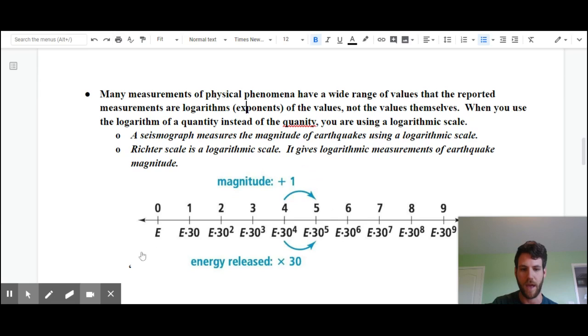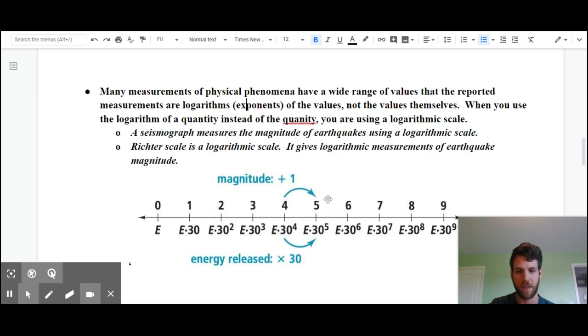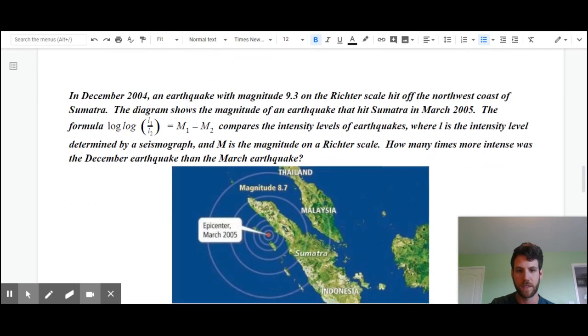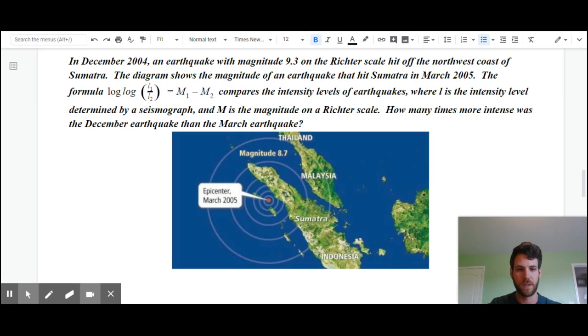So you can see how the energy would increase very rapidly on your x-axis by multiplying by 30 a certain number of times above and beyond what the normal energy released in the earth on any given day is when there is not an earthquake. So let's do a quick example problem together of this being used. In this problem, you have an earthquake that is happening in 2004 with a magnitude of 9.3 on the Richter scale.